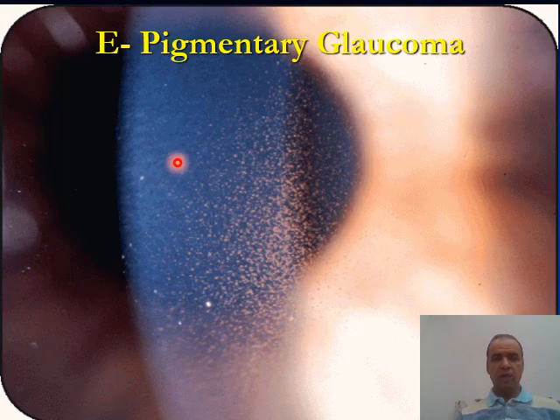The fifth and last type of secondary glaucoma is pigmentary glaucoma. This type of glaucoma usually occurs in patients with a deep anterior chamber, for example, patients with high myopia. So here you can see this is the cornea, this is the epithelium of the cornea, and this is the endothelium of the cornea. You can see precipitation of iris pigment on the endothelium of the cornea. This is a shedding of pigments from the periphery of the iris due to rubbing of the periphery of the iris against the zonules.